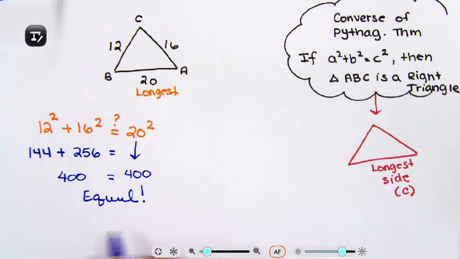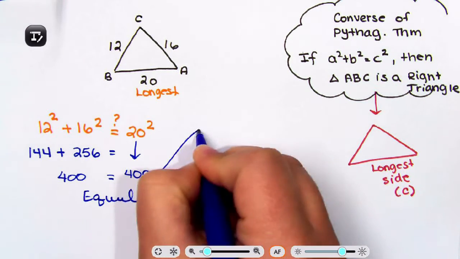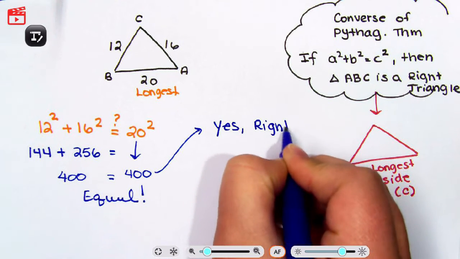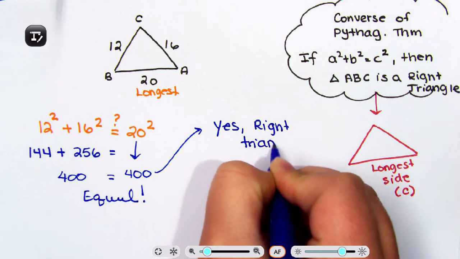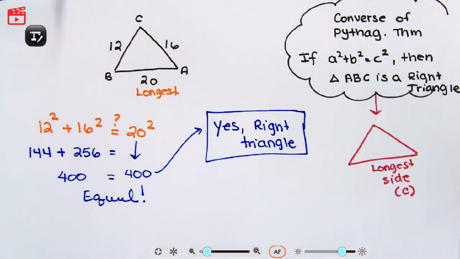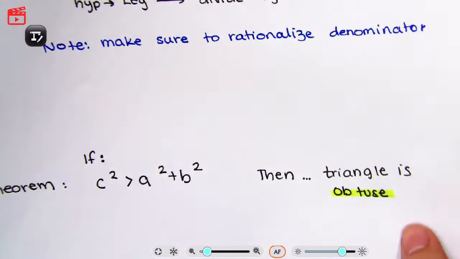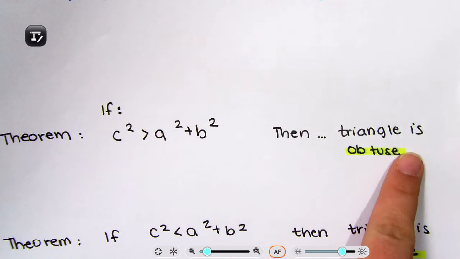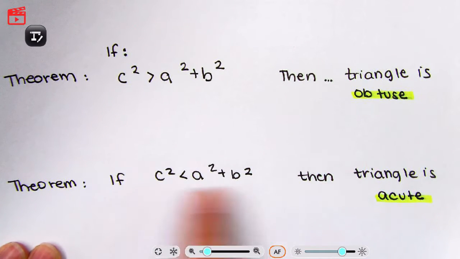Because this is equal, that means yes, this is a right triangle. If it is not equal, then we have to go back to the other two theorems. If it is greater than the sum, then you have an obtuse. If it is less than, then it's acute.